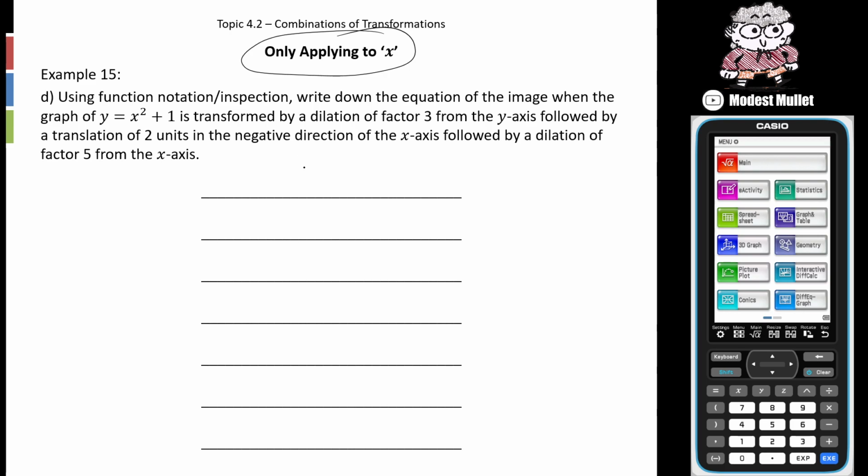Okay, so let's have a look at an example of that. Using function notation inspection, write down the equation of the image when the graph y is equal to x squared plus 1 is transformed by a dilation factor of 3 from the y-axis, followed by a translation of 2 units in the negative direction of the x-axis, followed by a dilation of factor 5 from the x-axis.